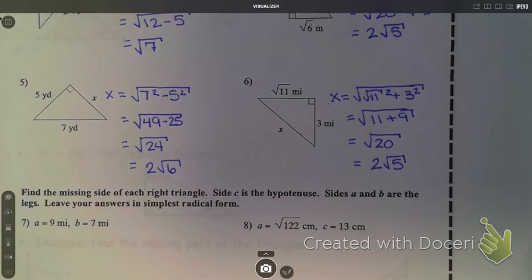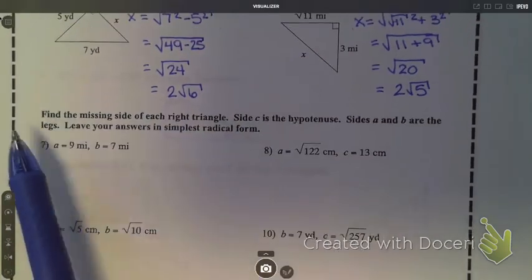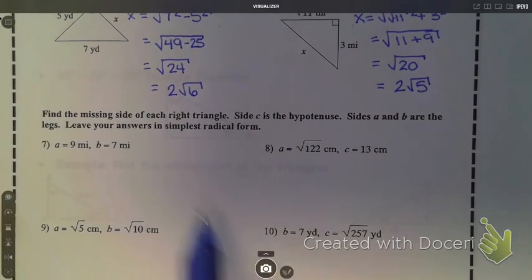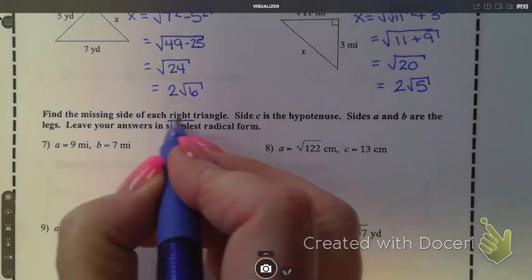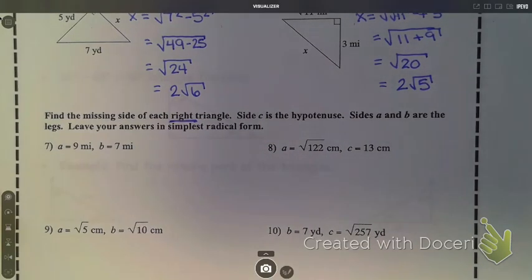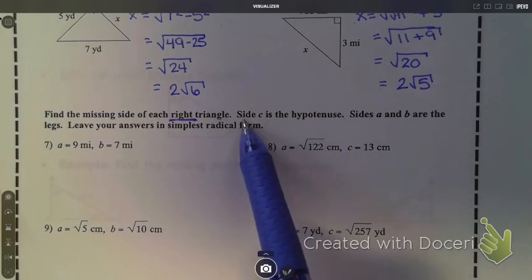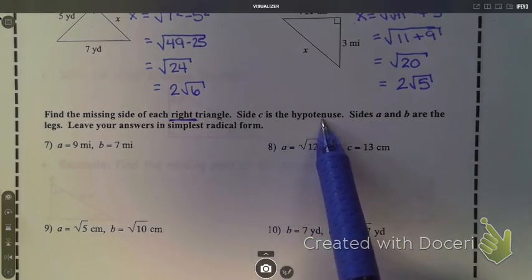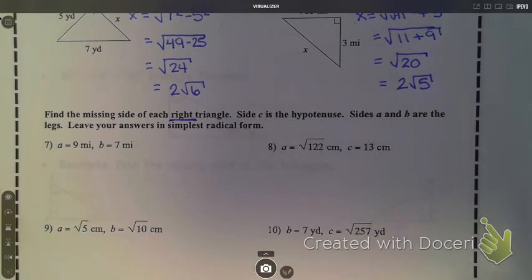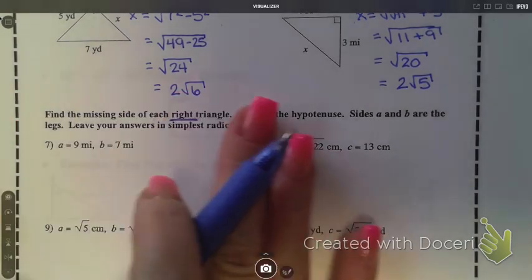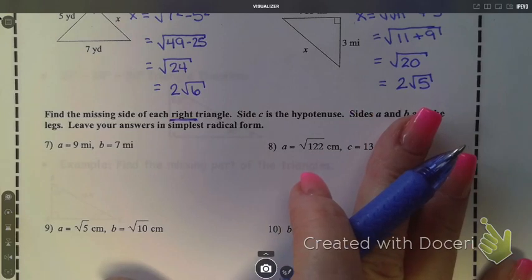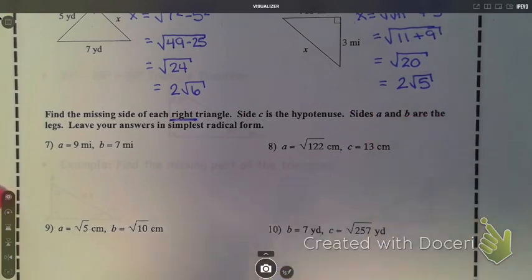Okay? Now the bottom 4 says, finding the missing sides of each right triangle. So since they told me they were right triangles, what can I use? Pythagorean theorem. Side C is the hypotenuse. So that means A and B are what? Legs. You can draw a picture or you don't have to draw a picture. All I want you to do is set these up so we don't run out of time. I want to make sure they're set up right, okay? So you set them up.